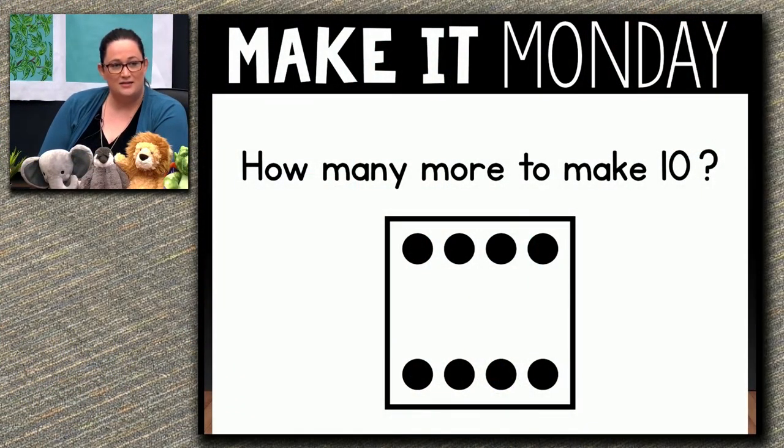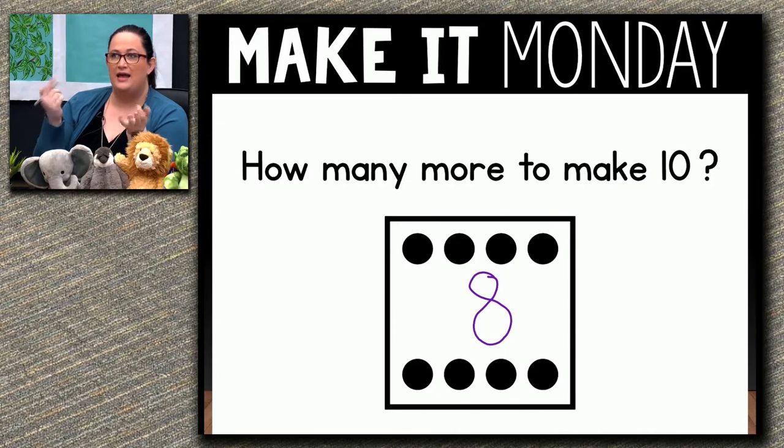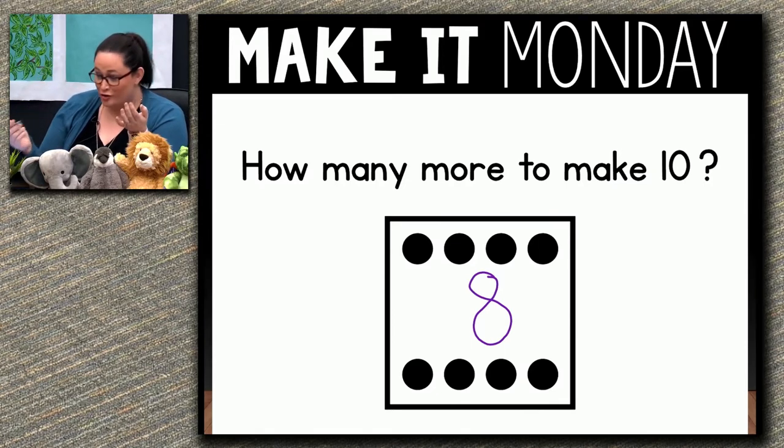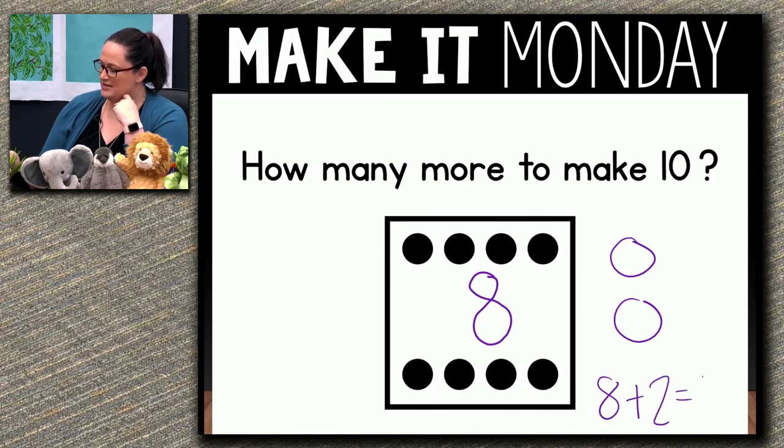Well, how many dots do you see? There are 8 dots. How many more make 10? What number goes with 8 to make the friends of 10? 8 and 2 make 10. We need 2 more to make 10. Let's check it. 8, 9, 10. 8 and 2 make 10. Great job. Let's do the next one.